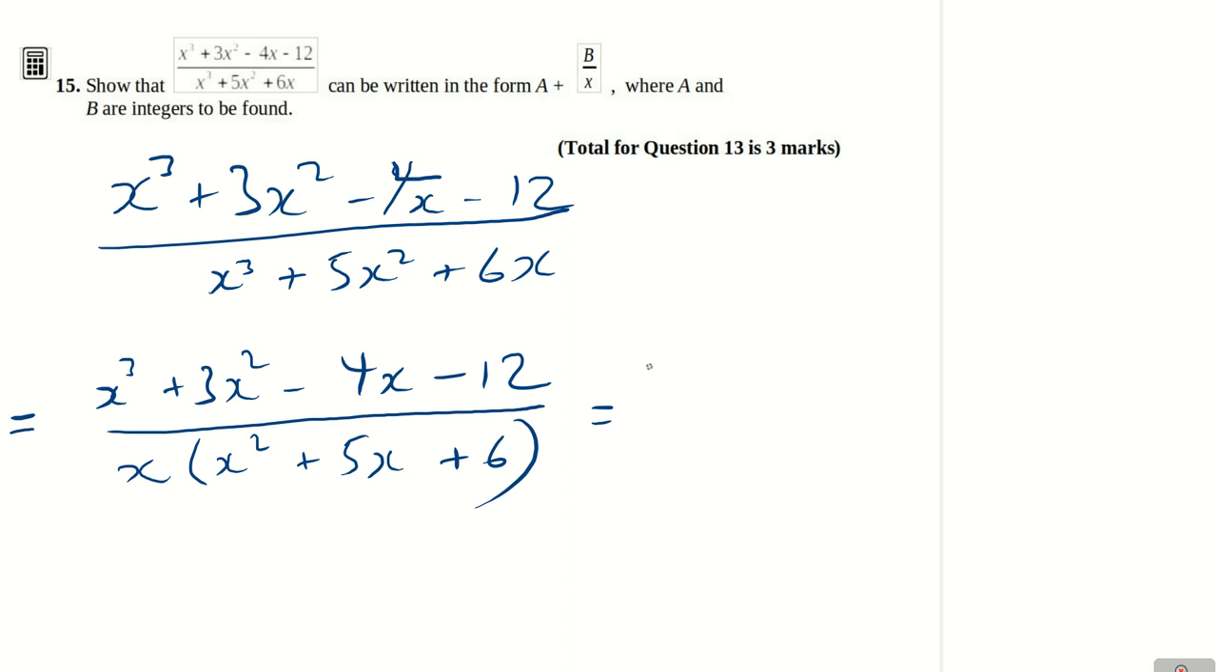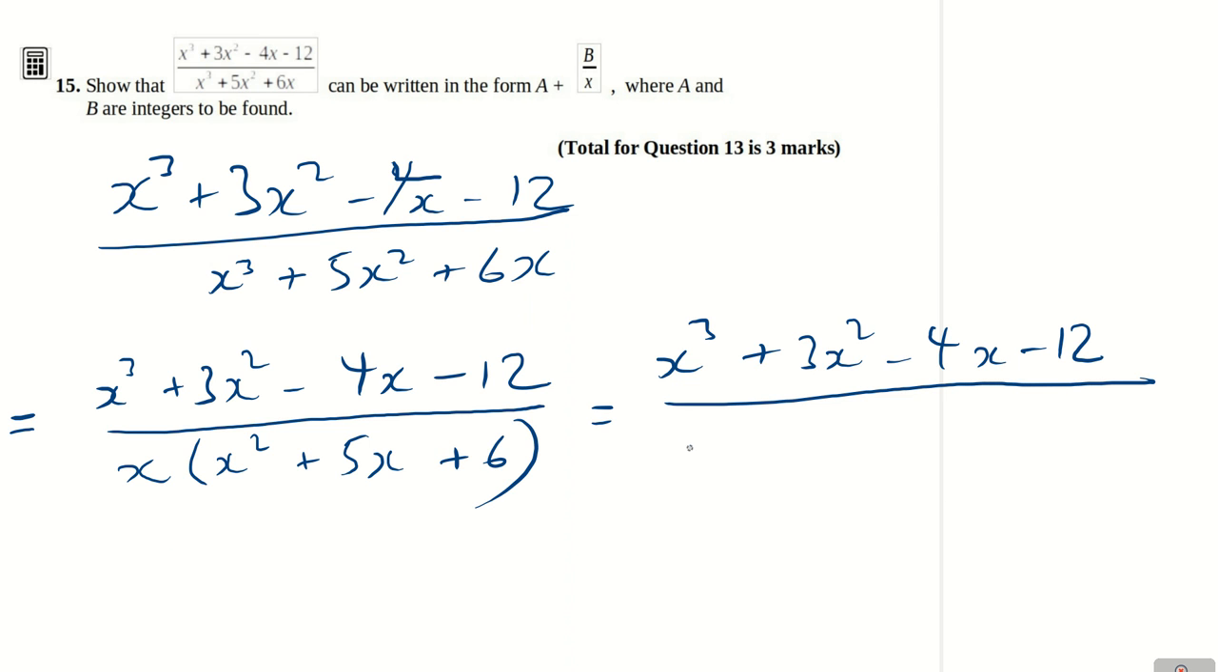Again, I'm just going to leave the top as it is for now: plus 3x squared minus 4x minus 12. But I can carry on factorising the bottom because it's an x squared, so we want an x there and an x there. We want two numbers that times to give us 6 and that add to give us 5. Well, obviously it's plus 2 and plus 3. So we're making progress with the denominator.